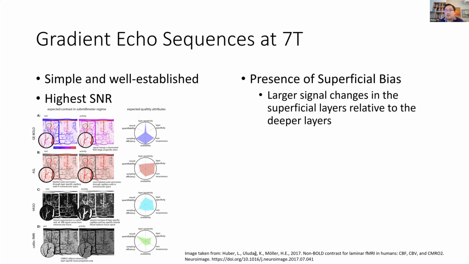Gradient echo fMRI is a very popular sequence for studies at 7T because firstly, it's very simple to apply and very easy to implement in scanners as compared to some of the newer sequences such as ASL or VASO. It also has the advantage of having some of the highest signal to noise ratio. There's a figure here which shows the comparison between the various methods that can be used for fMRI at 7T. But of course, we must highlight that gradient echo has a big drawback, which is the presence of superficial bias. This is where larger signal changes are observed in the superficial layers as compared to the deep layers.